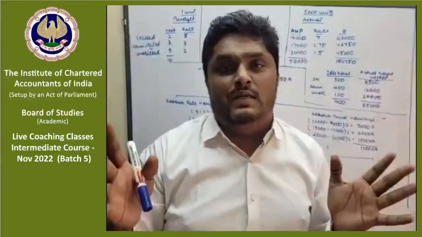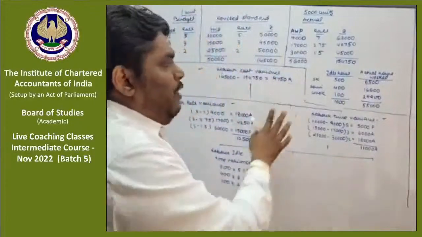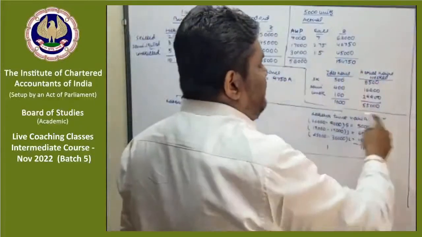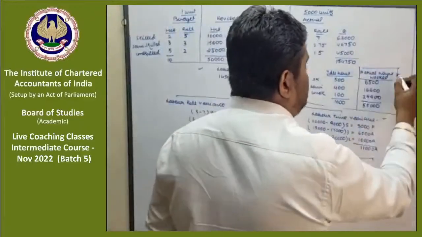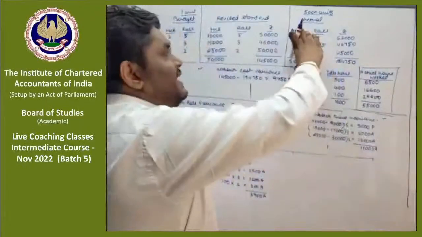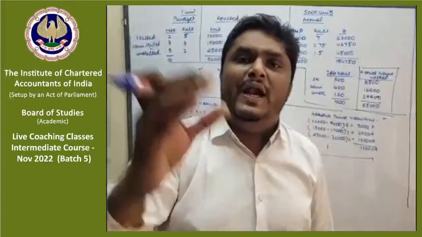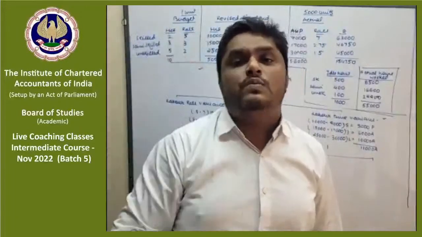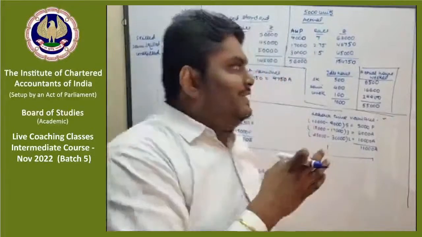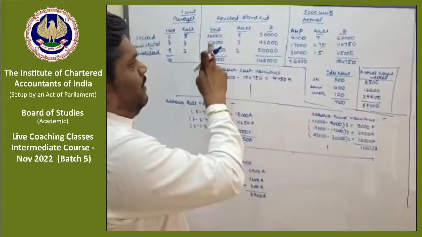Only 5,000 hours. So from now and onwards, these figures will come into picture. These actual hours worked will come into picture. These figures are of no use. That is, the actual hours paid figures are of no use. From here on, the actual hours worked will come into picture. Let's take this example also.